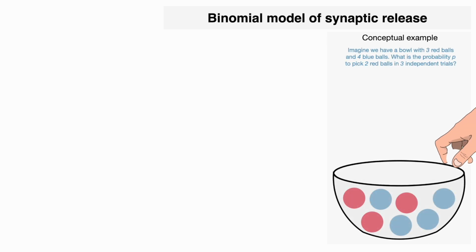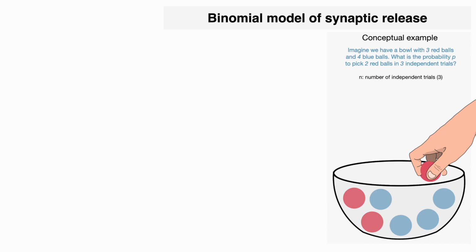If you are not familiar with this distribution, let me give you a brief rundown of its main elements. To do so, let's first consider a simple conceptual example. Imagine that in a bowl, there are 3 red balls and 4 blue balls. What will be the probability P to pick up 2 red balls in 3 independent trials? To solve this problem, let's first establish some variables. We have 3 independent trials, which we will call N, 2 successes within these trials, which we will call X, and from the context that we have here, we know that out of the 7 total balls, there are 3 red balls, so the probability to pick up a red ball in a given event is 3 out of 7.